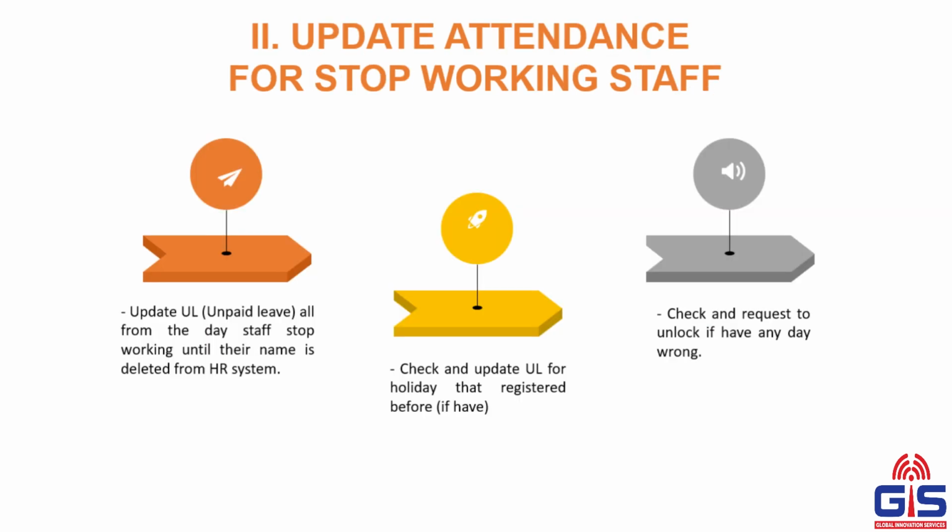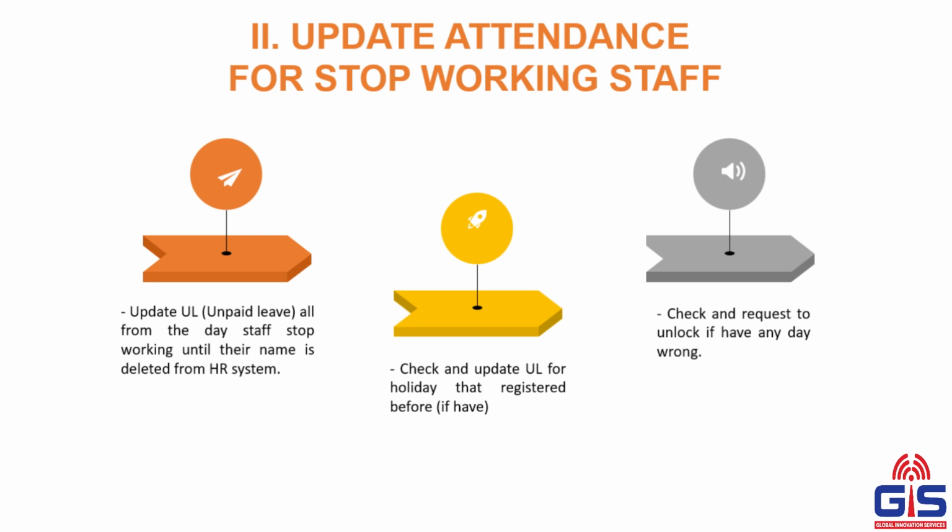Move on to the second part. In this part, I just want to remind all admin about the attendance formula for stop working staff. Firstly, the attendance formula for stop working staff is always UL, unpaid leave, from the day staff stop working until their name is deleted from HR system. If in previous holiday registration, he or she has already registered, then the formula will automatically show letter H and number H. In case staff stop work before that holiday, we need to update to UL.